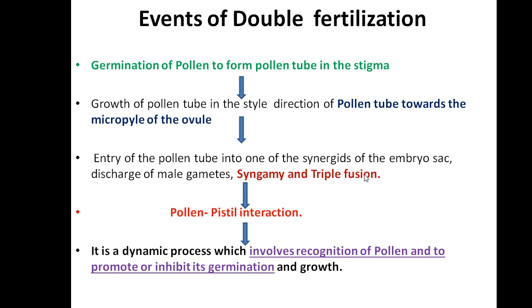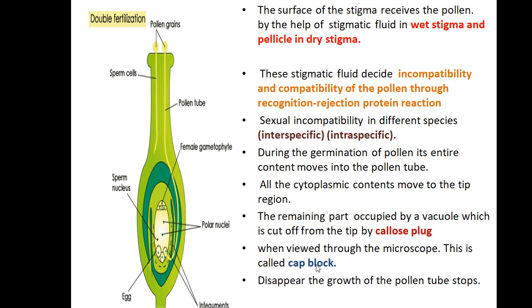Why is it called triple fusion? There are two polar nuclei. These two nuclei plus one male gamete, three structures, are fusing together, so it is called triple fusion. Triple fusion means endosperm formation. This is the future endosperm formation by the triple fusion.